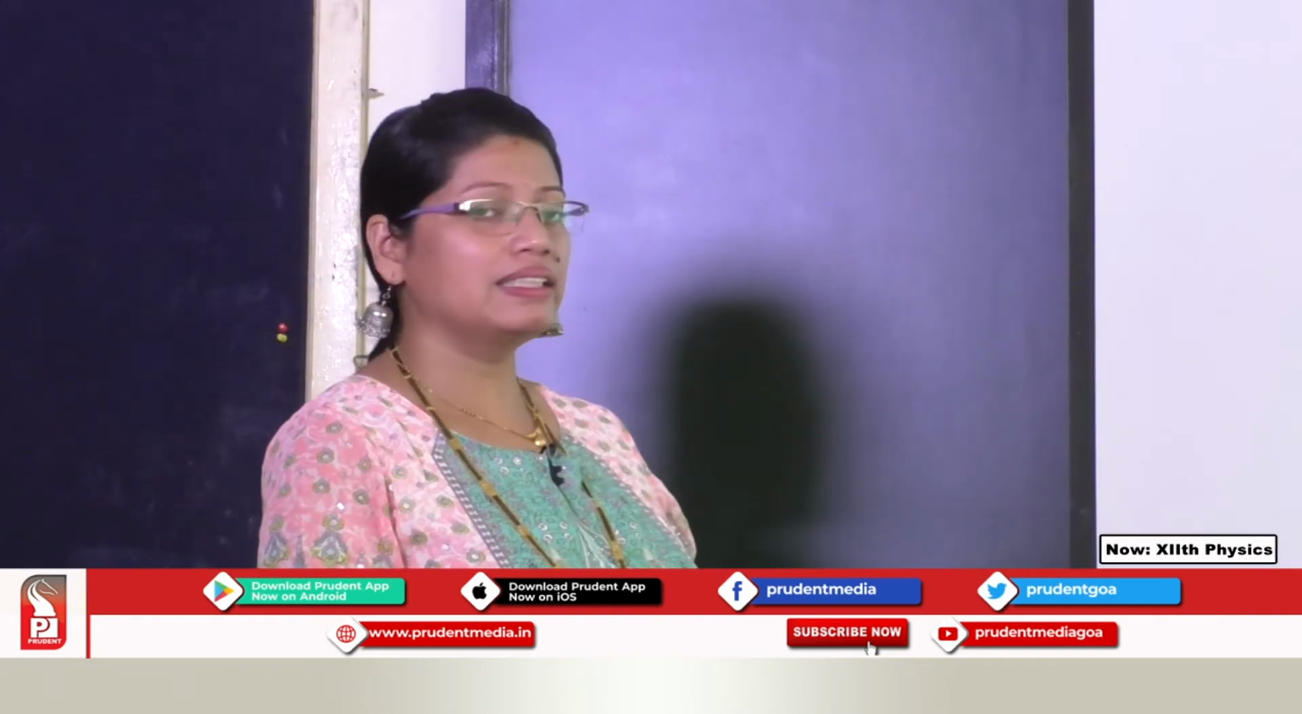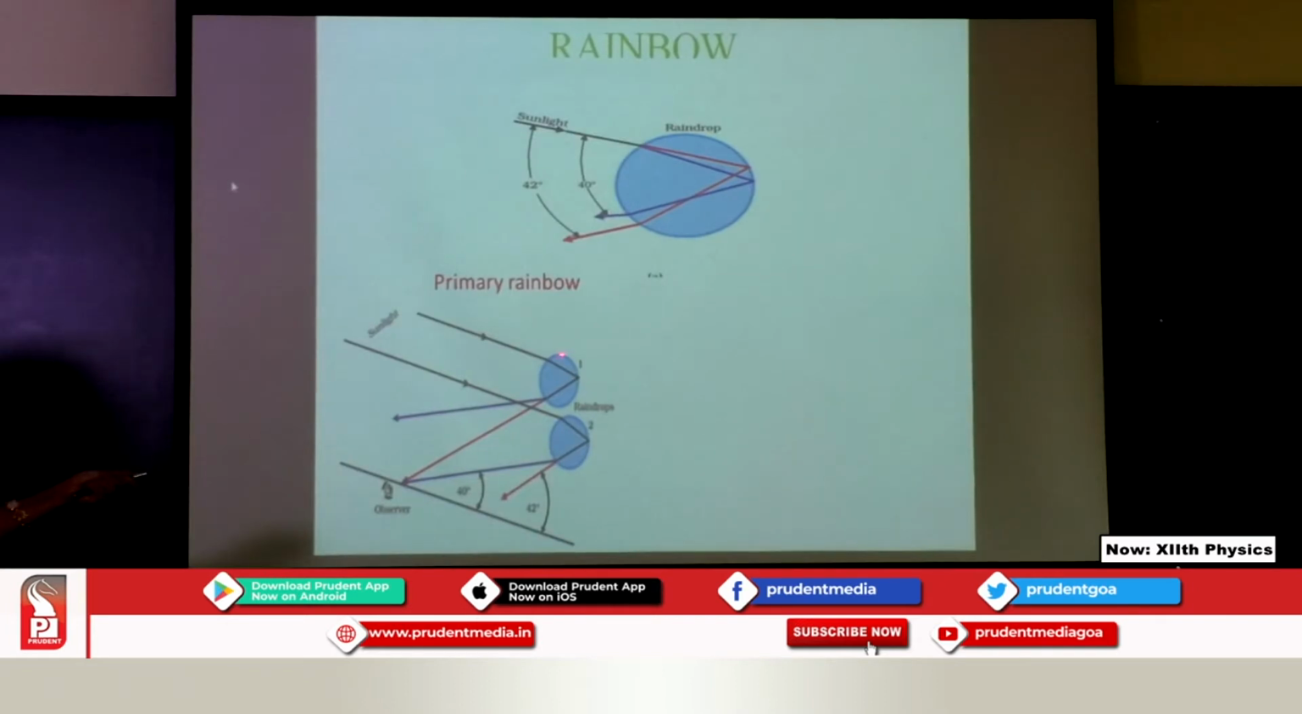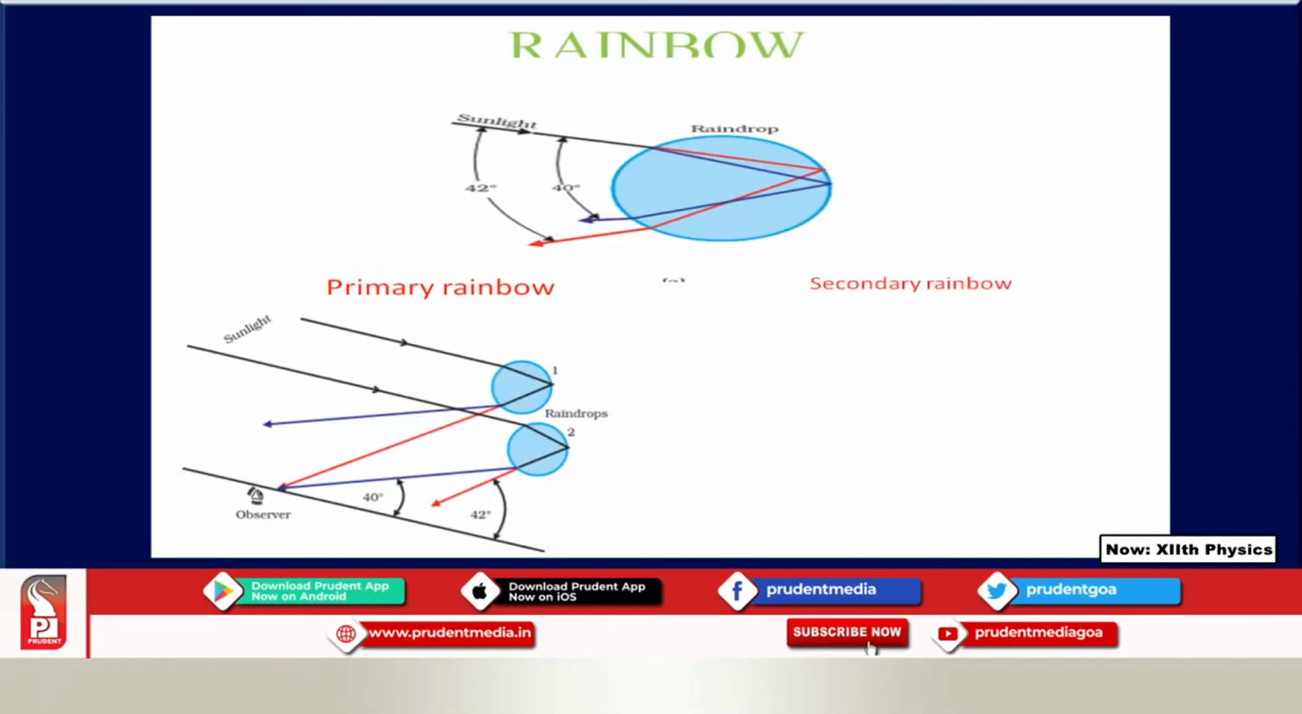Again it has 3 steps: refraction, total internal reflection and refraction back. So it is a combined effect of 3 things. Now let us go for the secondary rainbow.